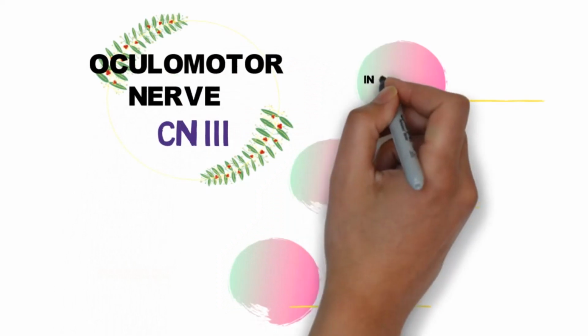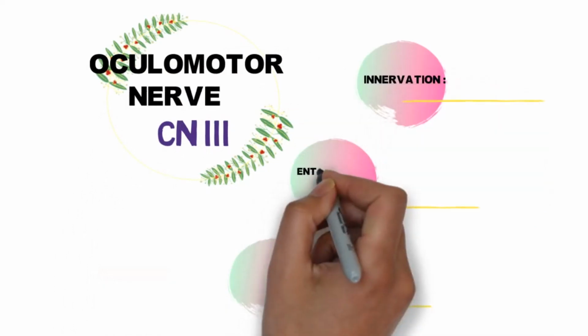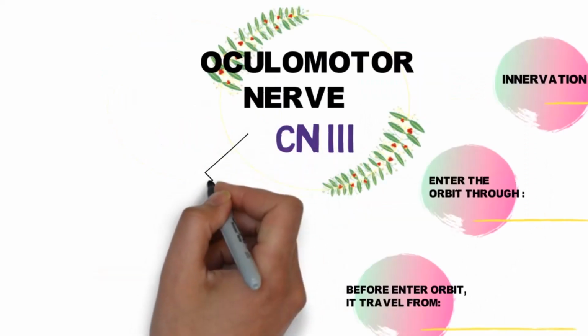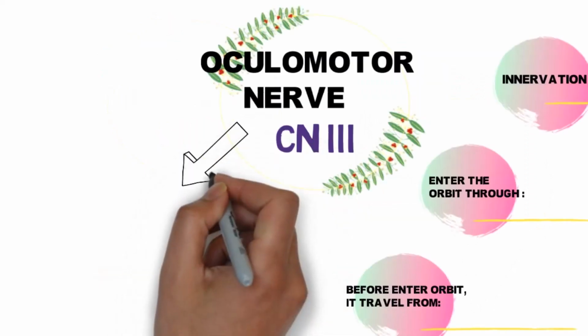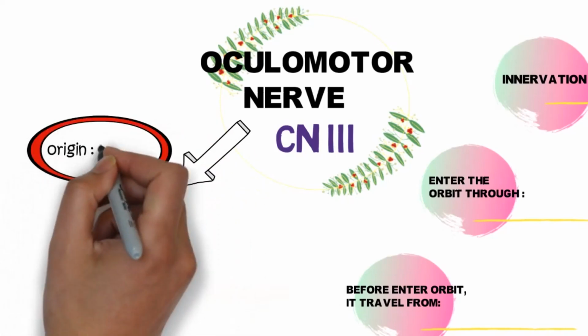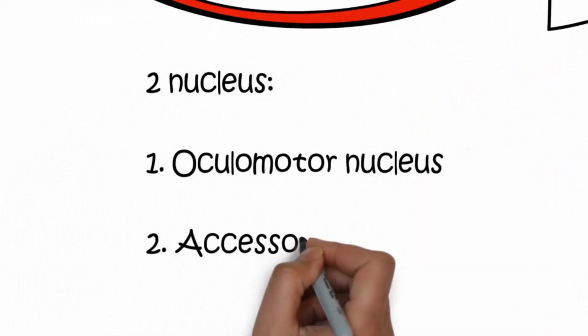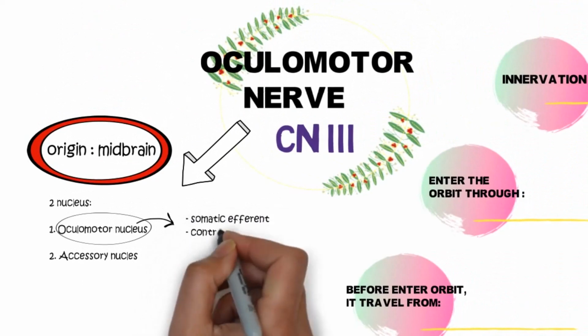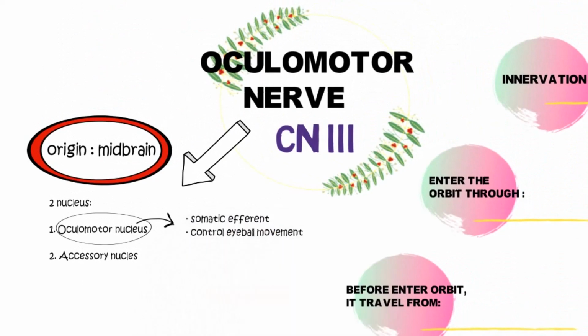First, oculomotor nerve, or we call it cranial nerve number 3. In oculomotor nerve, we have two nuclei, which are oculomotor nucleus and the accessory nucleus. Both possess different functions and different efferent pathways. Let's see the pathway of oculomotor nerve.